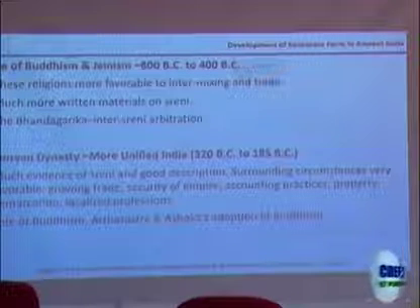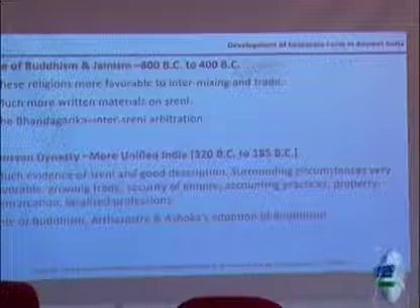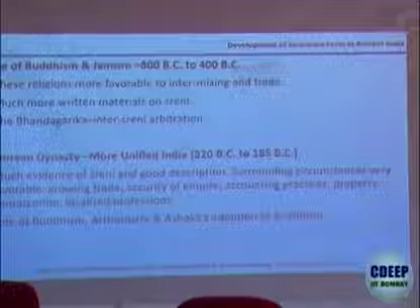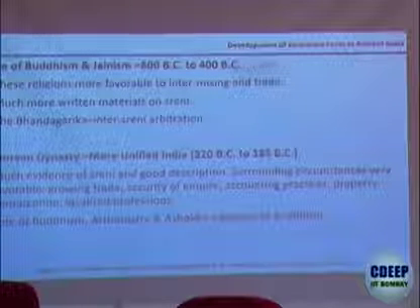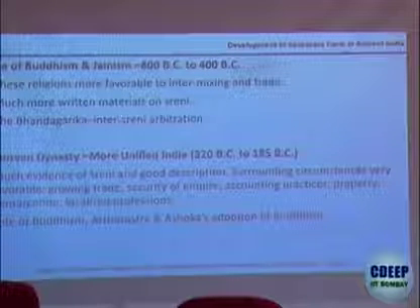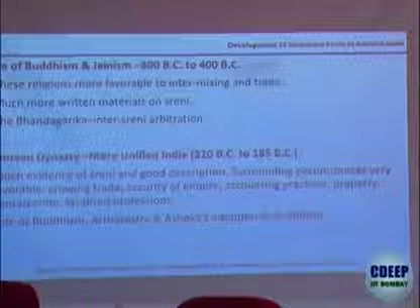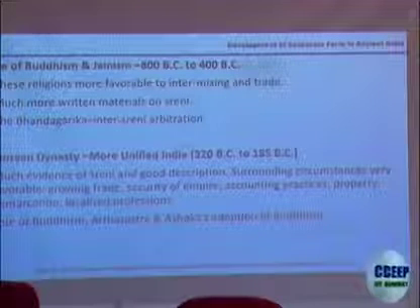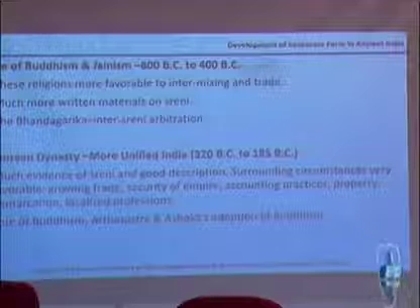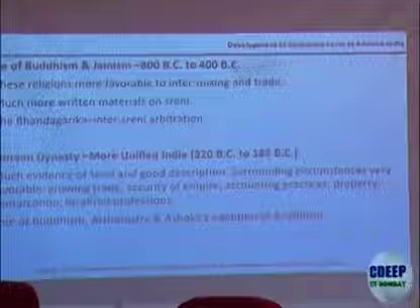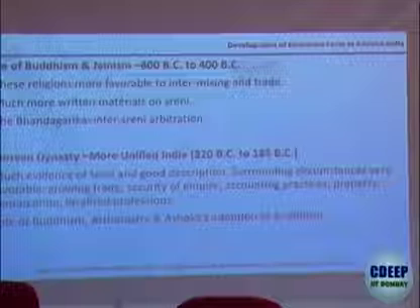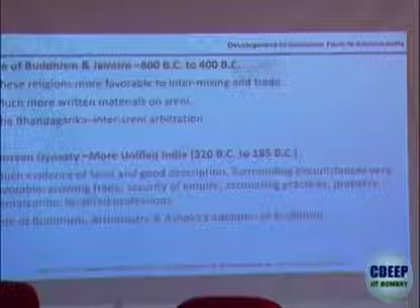And in that era, Shreni was highly developed, and there was also a development of Bhandagarika, that is an inter-Shreni arbitration committee for inter-Shreni disputes. And after that, in modern Dashni, India was more unified during 320 BC to 185 BC, and the surrounding circumstances were very favorable to business.